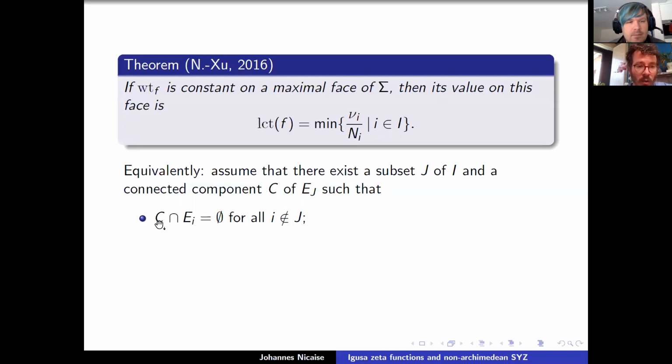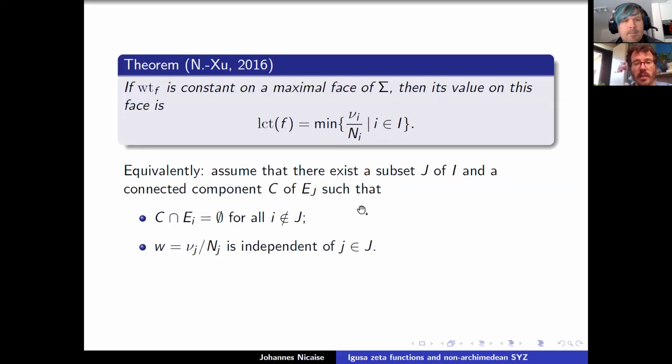Otherwise, we would have a bigger phase spanned by the phase of C and some other vertex v_i. That's the same thing as saying that the component C intersects E_i. And so this is what we want to exclude. So that's maximality of the phase.